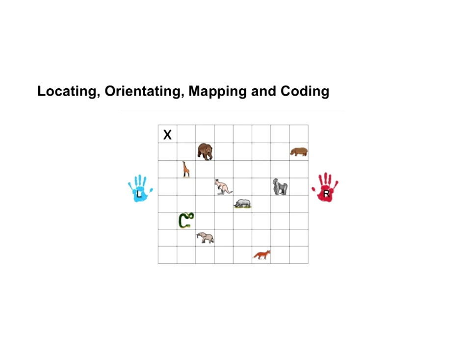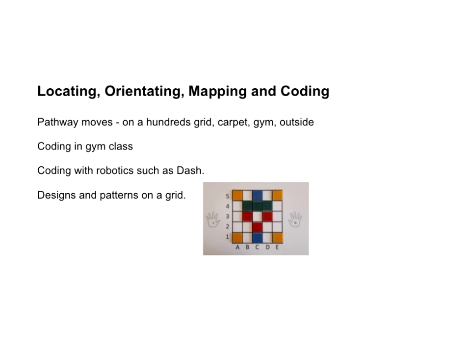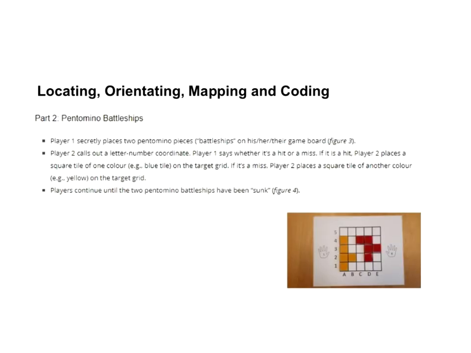So we have paper tasks like this. We also have physical tasks. So we're moving on a 100th carpet. We're moving in the gym. We're moving outside. We're coding in gym class, where we're giving them directions. We're coding with robotics, or we're designing patterns on a grid, right? Playing pentomino battleships. So the typical battleship game, which is something you might know, but might be too challenging for primary, you can change it. You place two pentominoes on your grid, and the other player calls out letter-number coordinates. If it's a hit, they put one color of a square tile. If it's a miss, they put a different color, and player two determines whether they're creating a pentomino or not.